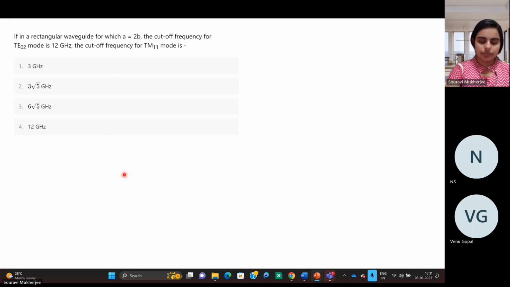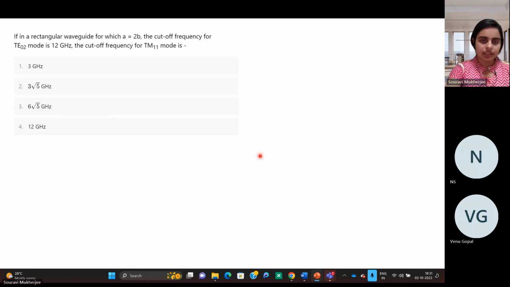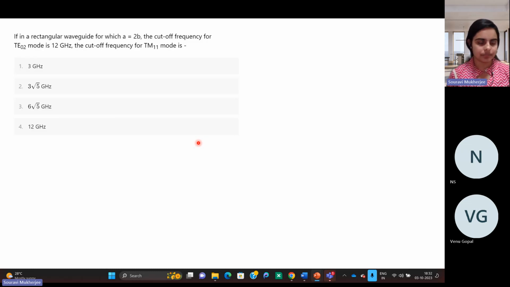For your reference, this is how it's related. The cutoff frequency of a particular mode is related to the dimensions as something like this. For your question, you know omega 02, so m is 0, n is 2. You know omega, so try to find B and then use the relation to find A. Once you know A and B, you can again use the relation, putting m equal to 1, n equal to 1, and find omega 11. So that's the question.